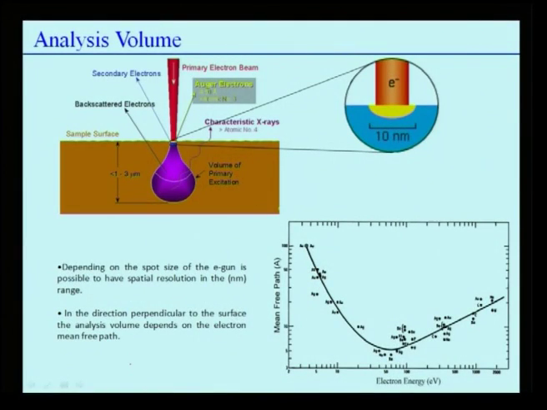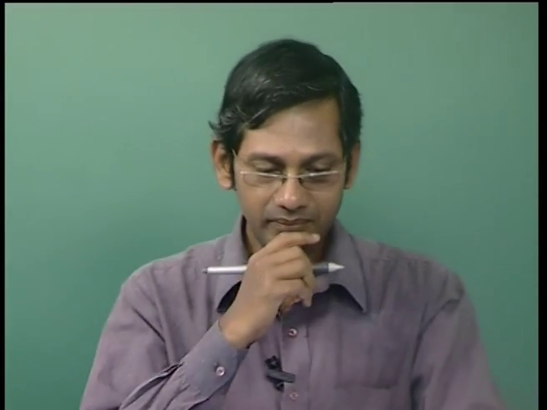So, before that, let me reiterate the following thing, which I should do very carefully. The reason Auger is a very famous and very useful technique is because the signals which we get from the samples are basically from a very, very small thickness of the surface. This is what is shown here.